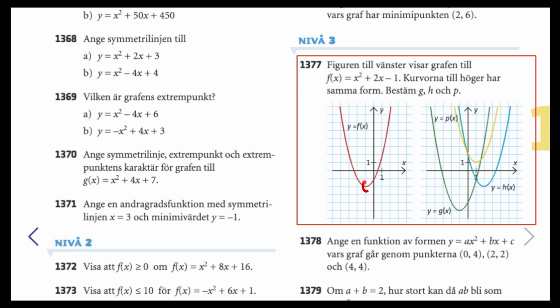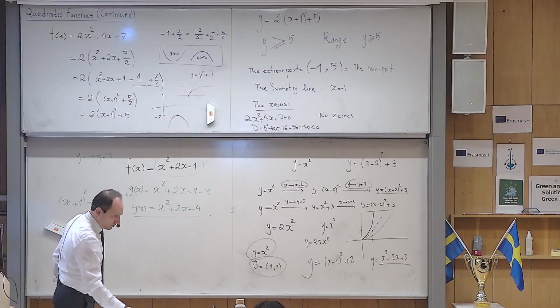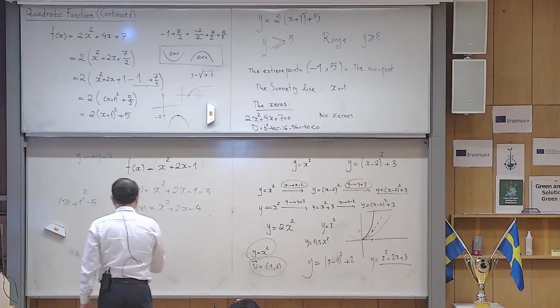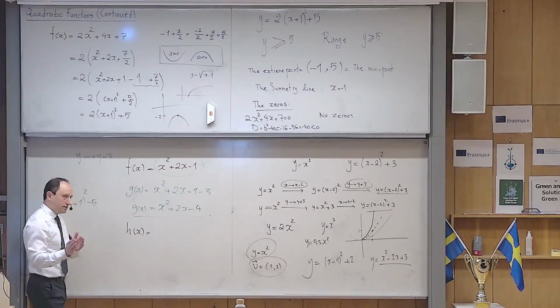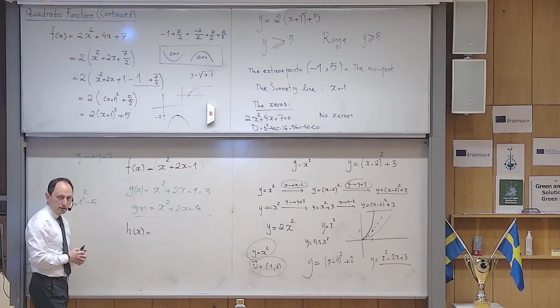Because this here was here, yes? Now it has moved 1 unit, 2 units to the, no, 3 units to the right. Okay, now this is more interesting. So I'm interested in h of x. So what should I write for h of x? H of x is the red graph shifted 3 units to the right.